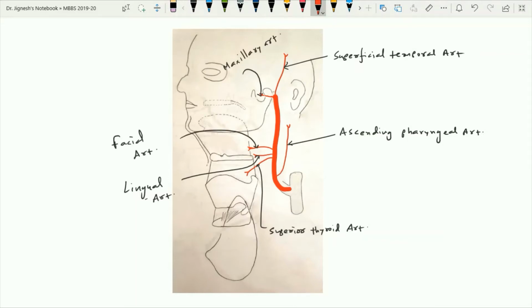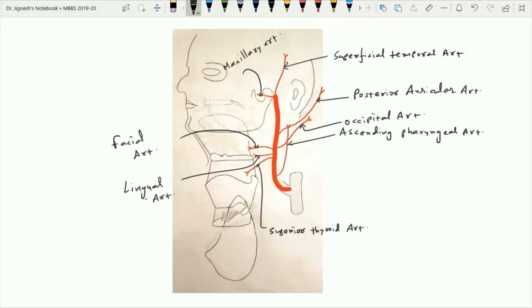Two branches arise from the posterior aspect of this external carotid artery. One of them arises at the level of the facial artery, and this artery is the occipital artery. The other branch arises from the posterior aspect just above the occipital artery, and this artery is the posterior auricular artery.